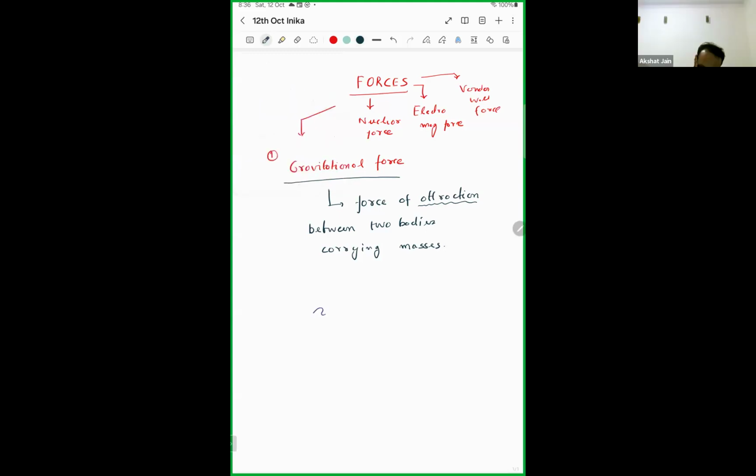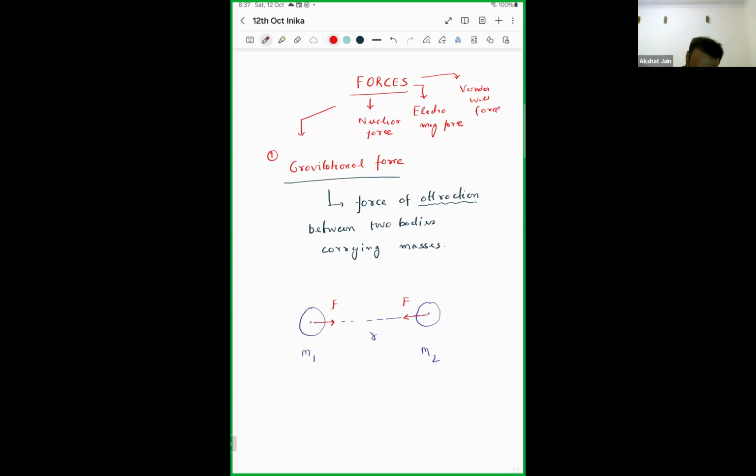For example, you have this body of mass m1, another body of mass m2. I am taking these bodies as spherical bodies for the sake of symmetry, and this particular force is also defined between spherical bodies or point masses. So you take these two spherical bodies of mass m1, m2, and the distance between them is r. m2 will apply a force of attraction on m1, and m1 will apply a force of attraction on m2. This is F, this is also F. Is this force equal in magnitude? Yes. Both F are equal in magnitude, but they are opposite in direction.